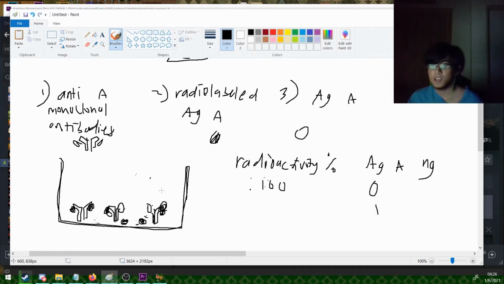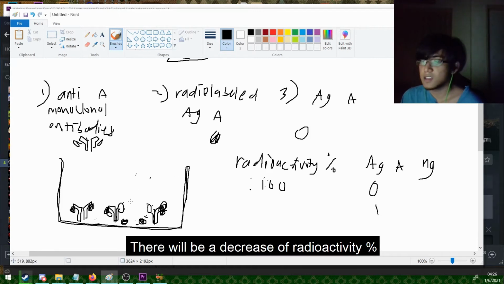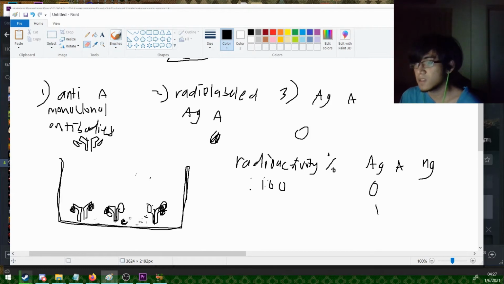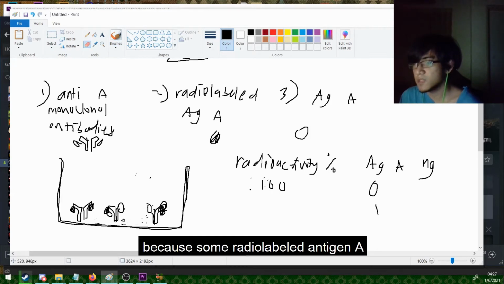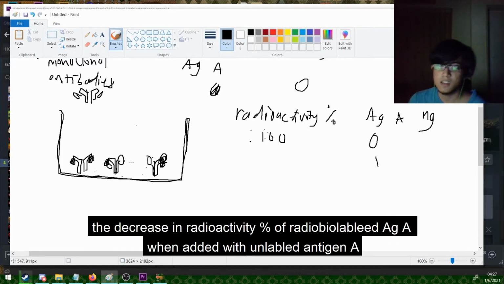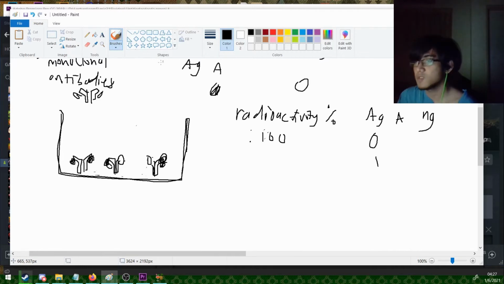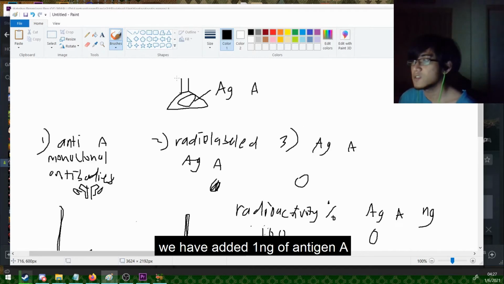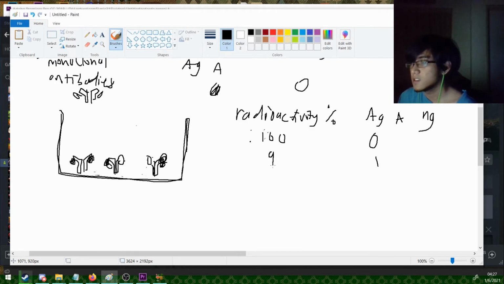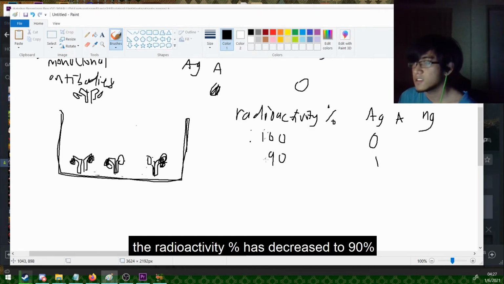So here it means there will be a decrease in radioactivity level because some radiolabeled antigen A will be replaced by unlabeled antigen A. And the decrease in radioactivity percentage of radiolabeled antigen A when added with unlabeled antigen A can be graphed by continuously increasing the concentration of antigen A added into the microtiter. Let's assume we have added 1 nanogram of antigen A. The radioactivity percentage has decreased to 90%.